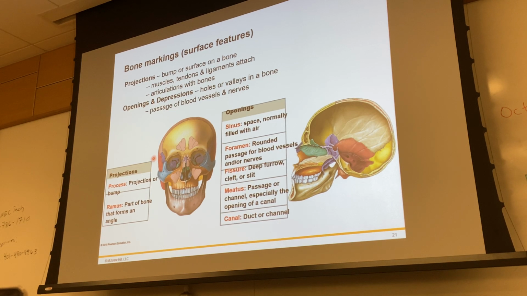Now in terms of the projections and openings right here, we talked about openings already. These projections or openings right here, there's processes and ramus or rami. There are 3 rami that are part of the os coxa: the superior and inferior ramus of the pubis, and a ramus of the ischium. And those together form an entire whole, and that whole is called a foramen.